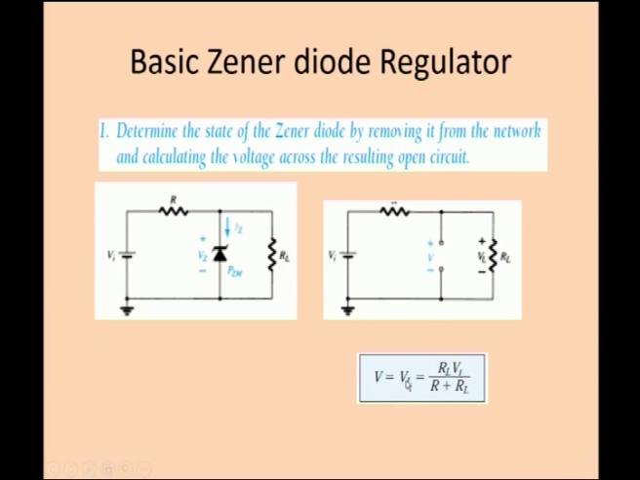So why is V equal to VL? Because this voltage is equal to the voltage across these terminals. So V equals VL equals RL into VI divided by the total resistance. Now this is the voltage V across these two terminals. So what is the next step? We have to find the value of this V and compare it with the Zener voltage VZ.